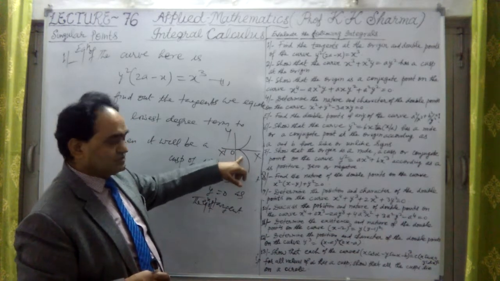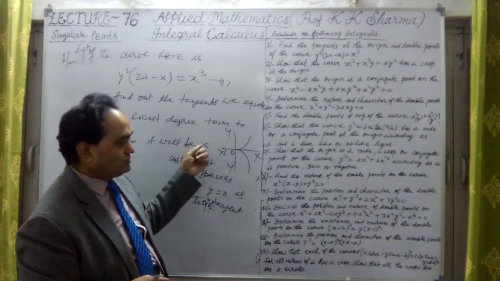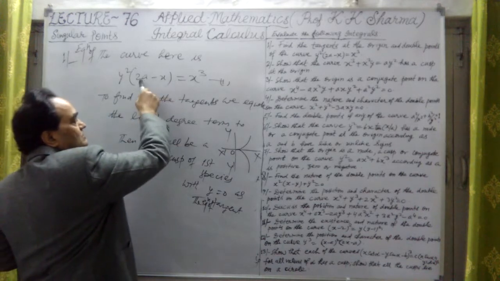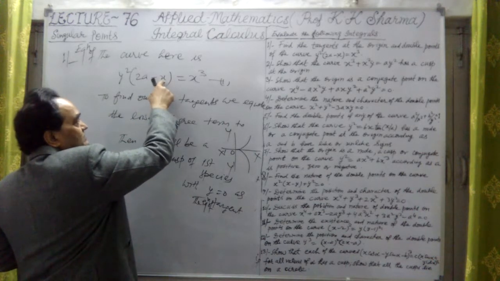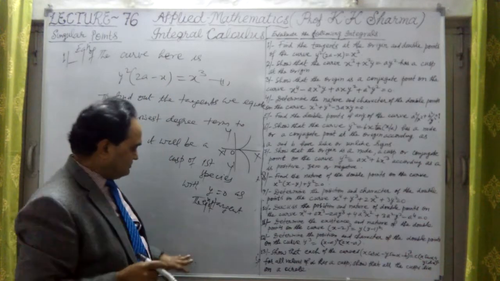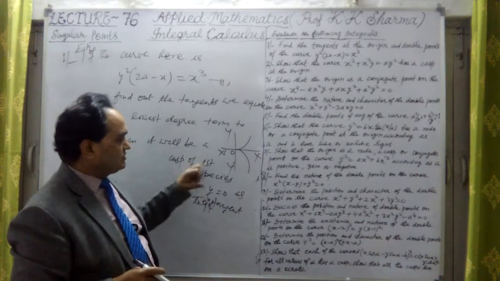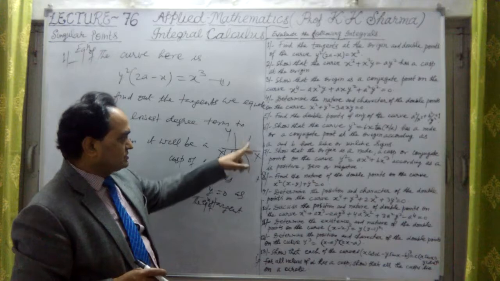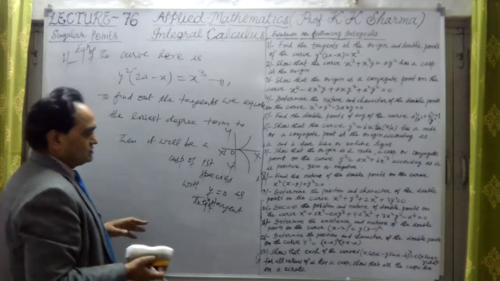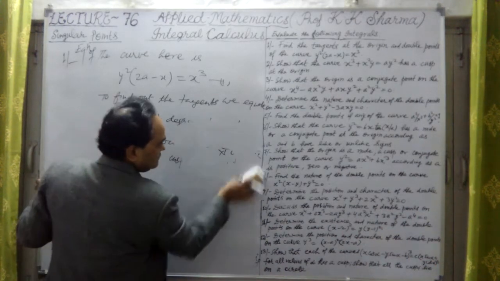If y is negative, then x is some positive value, because of the 2a minus x term. If x is positive, it will depend upon 2a. If x is less than 2a, then it is a positive value, and the square root of a positive value will be positive. That means some real values, positive and negative, will be there. This kind of cusp will be there. So it is a first species type cusp, but the equation of tangent is y equal to 0. So question number 1 we have done.